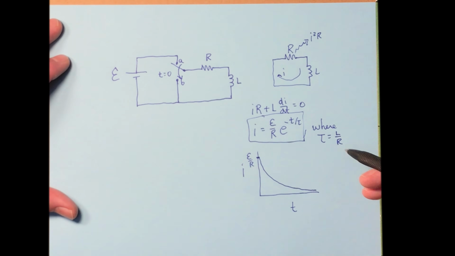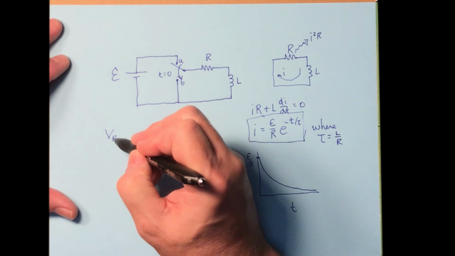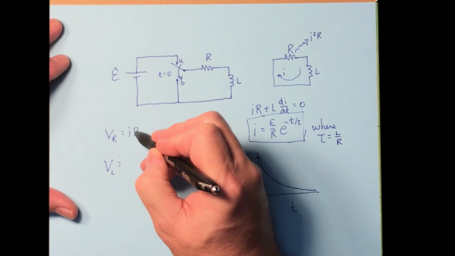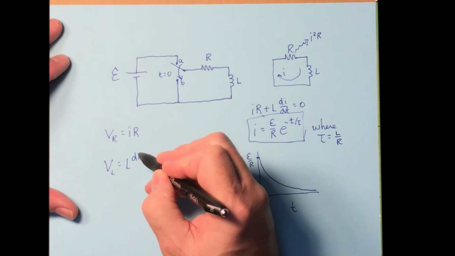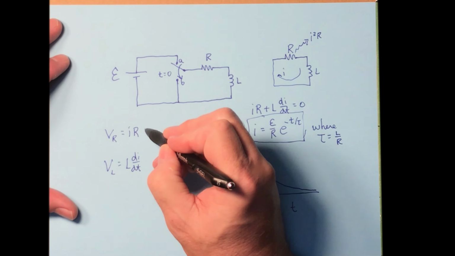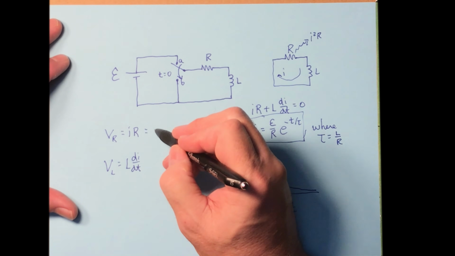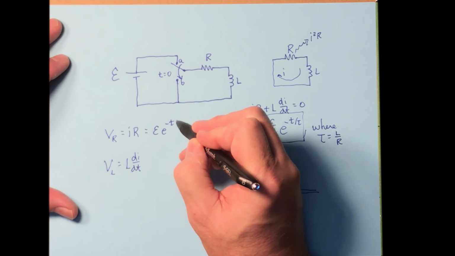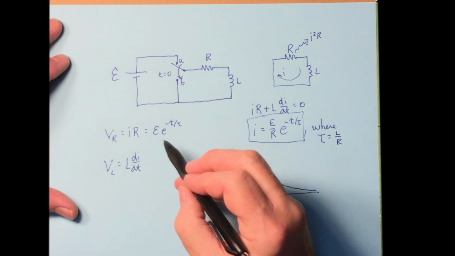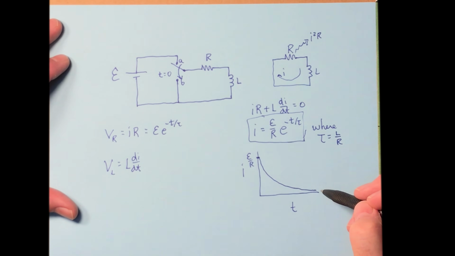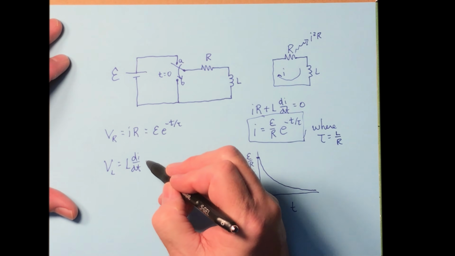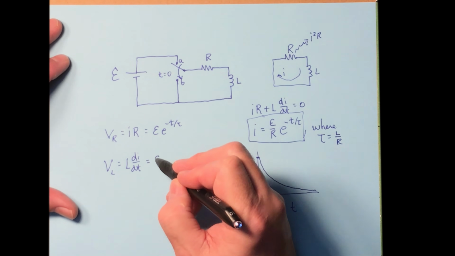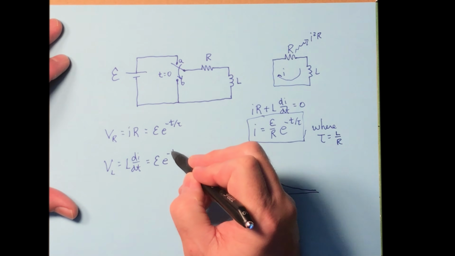And then if we go through the same reasoning, okay, what is the voltage across the resistor? What is the voltage across the inductor? This is going to be I times R. This is going to be L di dt. And you'll discover that this is E times e to the negative t over tau, that it dies at the same rate as this current. And you'll discover that this also is going to be E times e to the negative t over tau.